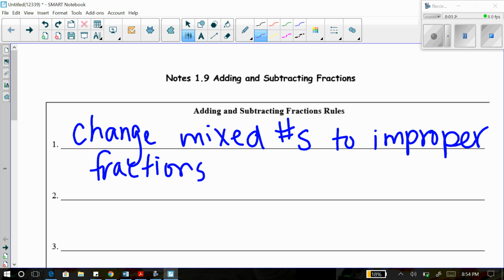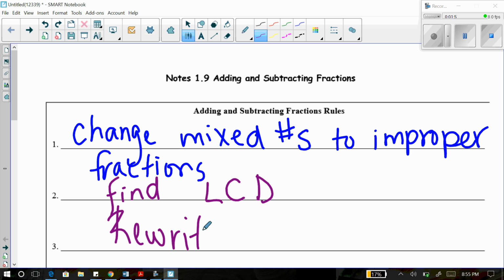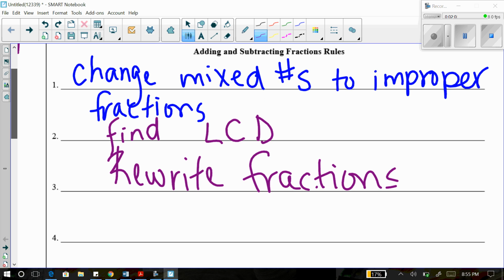Number 2, the second rule is to find the least common denominator, LCD. Again, we will talk about what that is and how to find that in a little bit. We do examples here, so just hang tight. Write these down for now. Step 3, I want you to rewrite fractions.